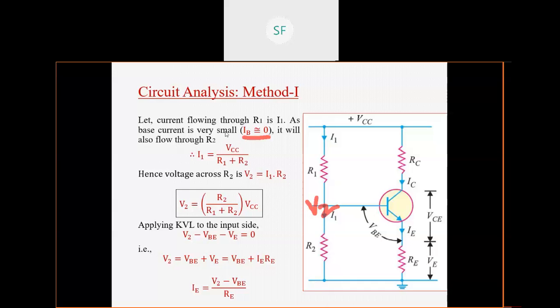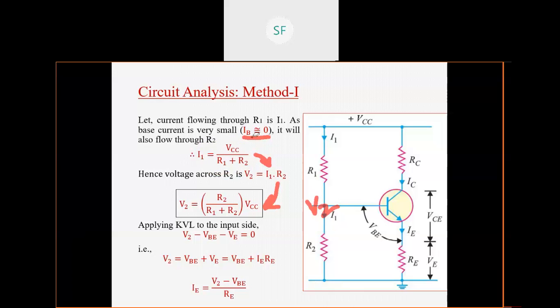Okay, so now I am just putting this particular value of I1 into this equation. The value of I1 is VCC divided by R1 plus R2, I put this here, and finally I will get this equation that V2 equals R2 divided by R1 plus R2 multiplied by VCC. Okay, it is very simple.